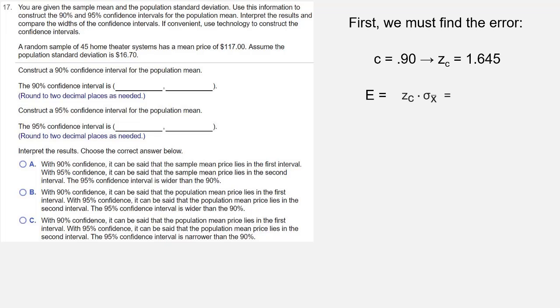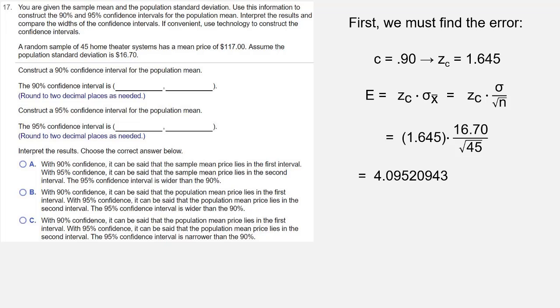So error equals ZC times sigma of x bar, which is ZC times sigma divided by the square root of n, which is 1.645 times 16.70 divided by the square root of 45. When we enter that into our calculator, we find a value of 4.09520943. Rounded to 2 decimal places is 4.10.